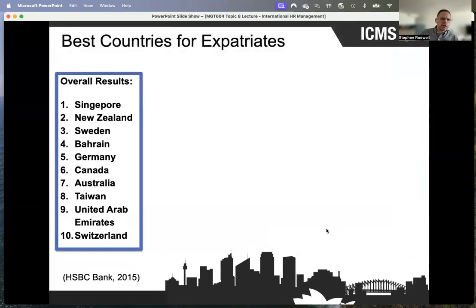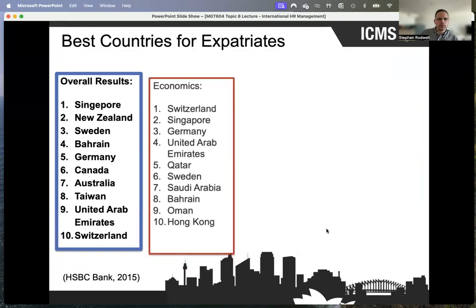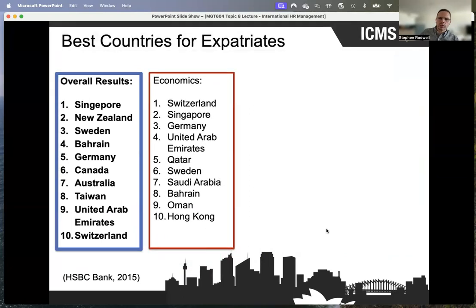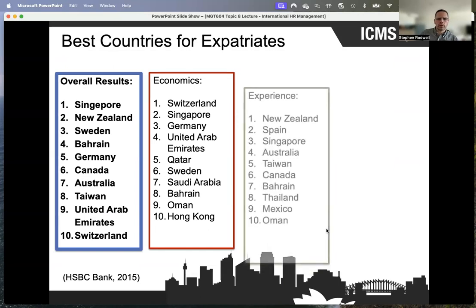Overall results, best countries: Singapore, New Zealand, Sweden, Bahrain, Germany, Canada, Australia, Taiwan, UAE, and Switzerland. On the economic factors, Switzerland has the highest cost of living in the world, and so you do get paid very well for working there. Singapore as well, quite high cost of living, but you do get paid well for working there. Germany, UAE, Qatar, some of these countries obviously have very low, if not no tax, so that can be a real attractive aspect of going to work there.